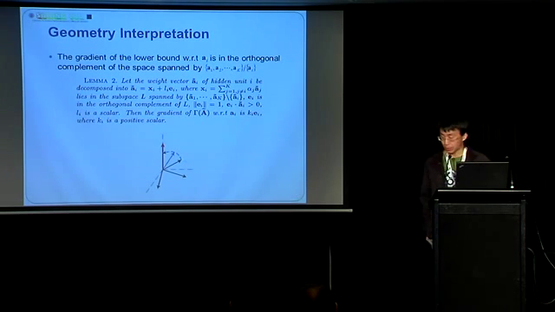Here is a geometric interpretation of why optimizing this lower bound with a gradient method can increase the diversity matrix. It turns out that the gradient of the lower bound with respect to a weight vector A_i is in the orthogonal complement of the space spanned by all other vectors. Say in this example, we have three vectors. These weight vectors are denoted by black arrows. Suppose we are interested in the gradient of this weight vector. According to this lemma, its gradient is orthogonal to the other two vectors.